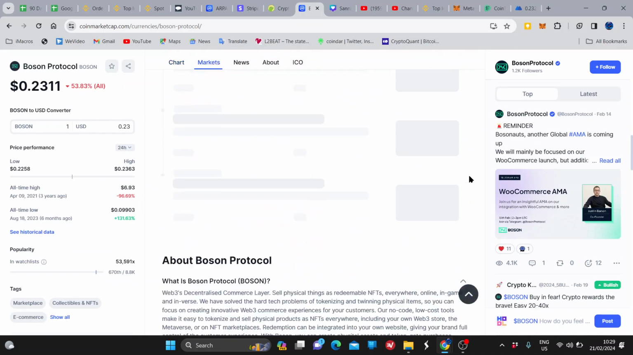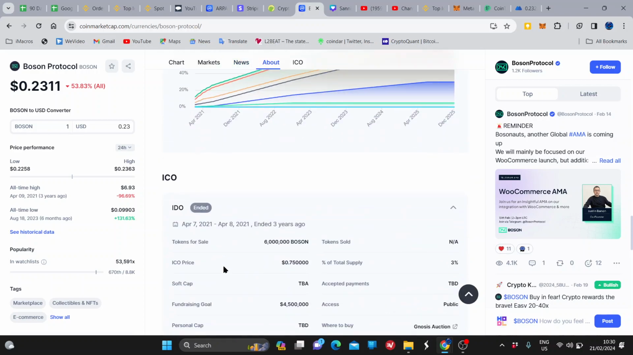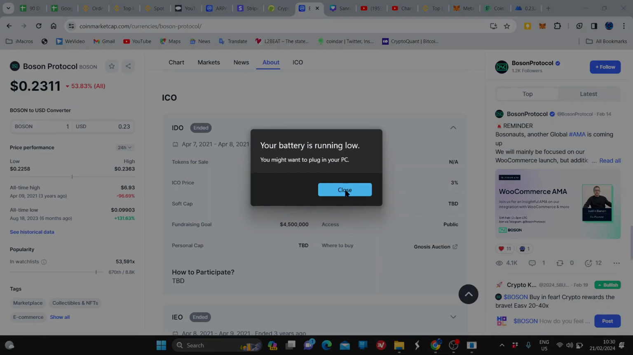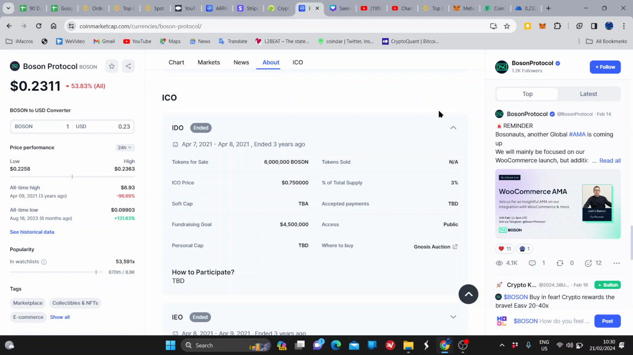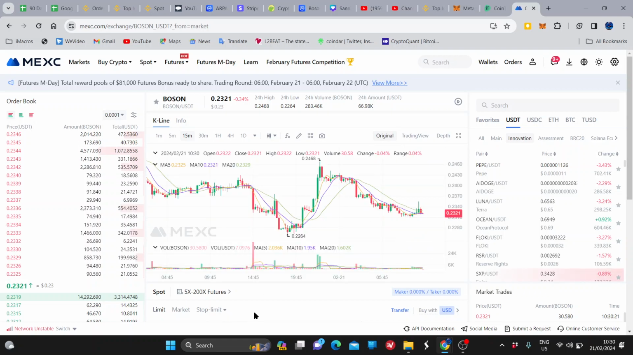If you want to read more about this particular project, you're going to see what Boson Protocol is about. Boson Protocol is a web3 decentralized commerce layer to sell physical things as redeemable NFTs everywhere, online, in-game, and in the metaverse. We have solved the hard tech problems of tokenizing and twinning physical items. You can go to CoinMarketCap and read more details about this, and also do your own research. Don't take my word for it. The battery of this computer is low right now, so let me not waste time.